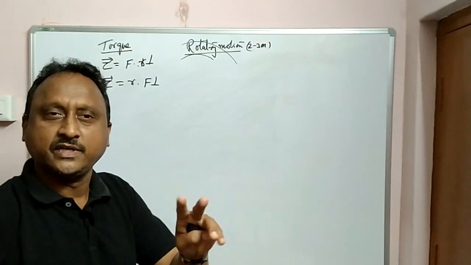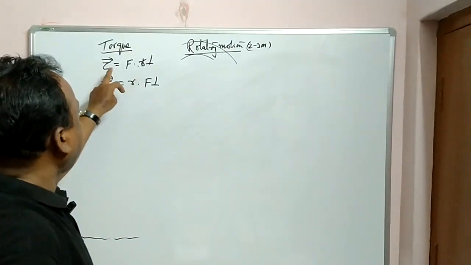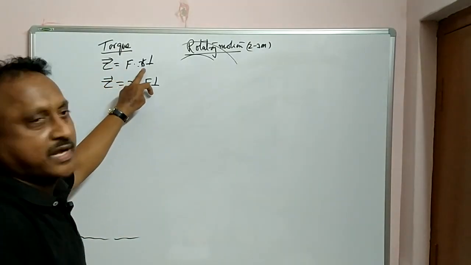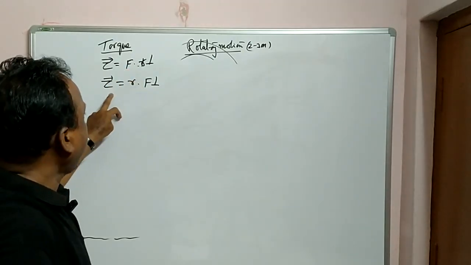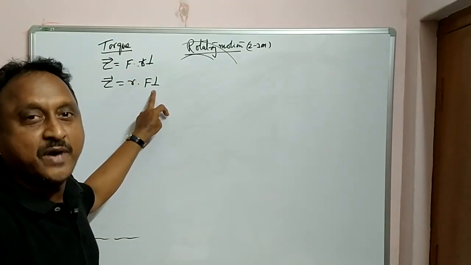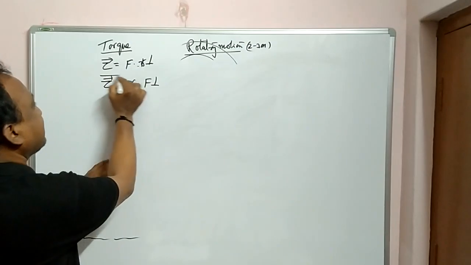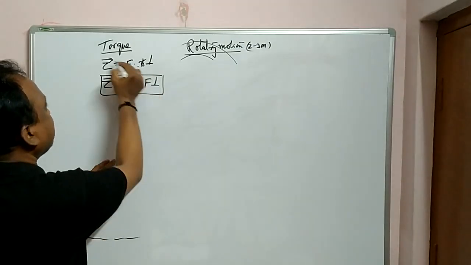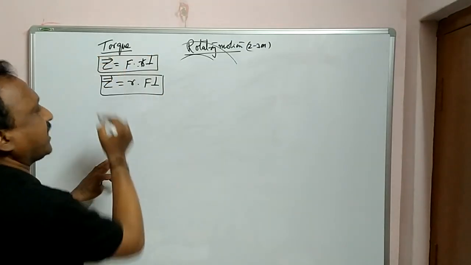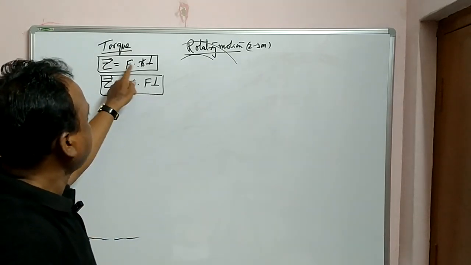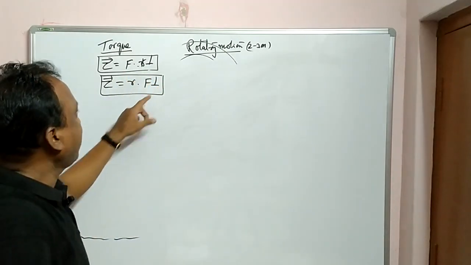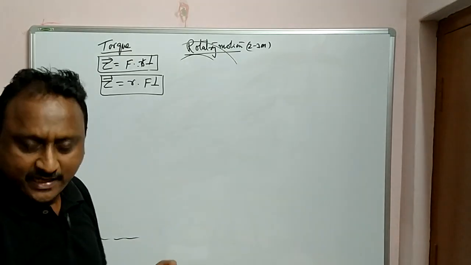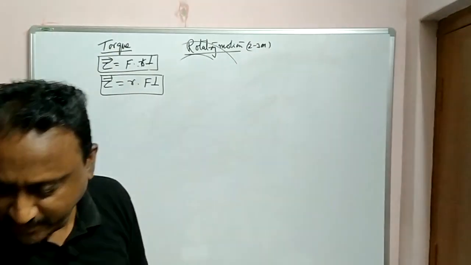Torque is a vector quantity. It can be given by two ways. Either torque is given by force into R perpendicular, that means perpendicular distance and force, or torque is given by R into F perpendicular. Rendu correct. So this is how we will be defining torque. Force into R perpendicular or R into F perpendicular. Clear? So for this I will give a small example to explain in a better manner.